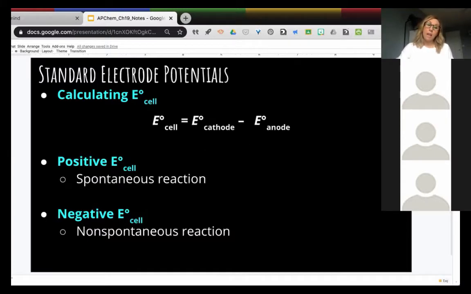This also allows us to determine whether or not that's a spontaneous reaction. So if it is spontaneous, you'll have a positive E cell value. So when you calculate this, E cell will be positive. If that value is negative, that means it's a non-spontaneous reaction. And that particular reaction, as you've got it set up, won't generate electricity. And we'll do some examples again in a second.